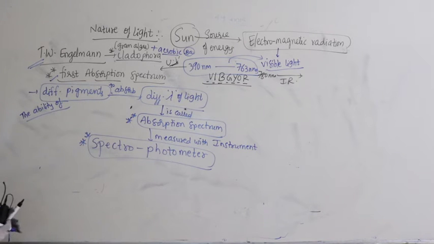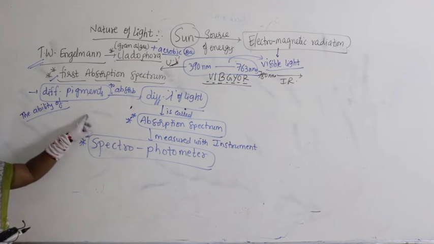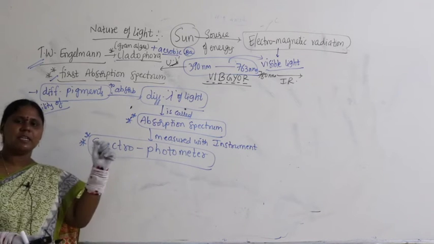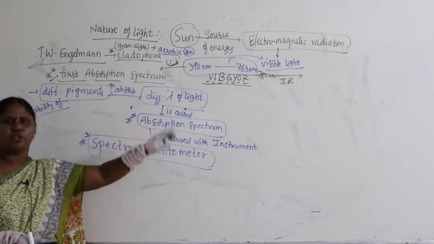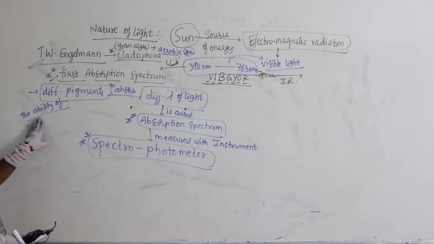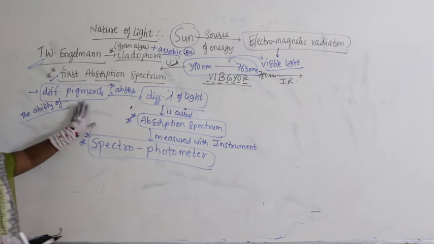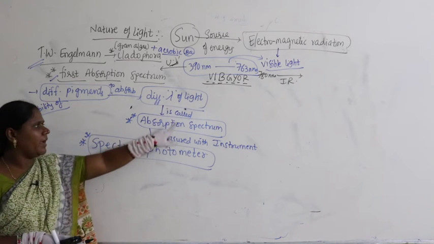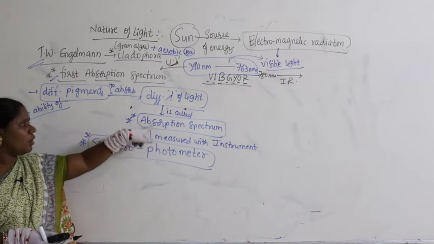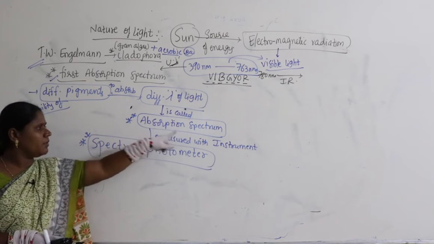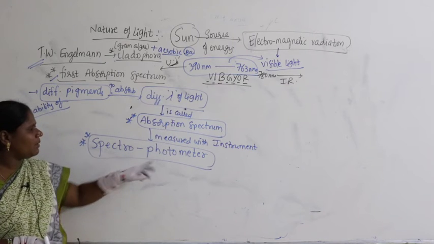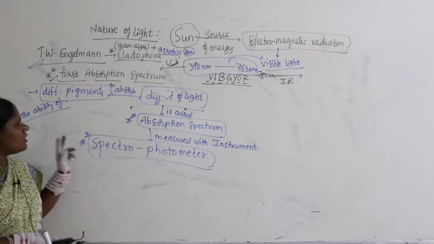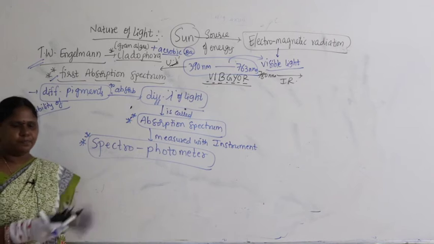So what we have understood by paper chromatography is that we could see different pigments. How can we see different pigments on the paper? Different pigments absorb different wavelengths of light. So the ability of different pigments to absorb different wavelengths of light is itself called the absorption spectrum. On the spectrum you can see absorption of light by pigments, and that can be measured with an instrument called a spectrophotometer.